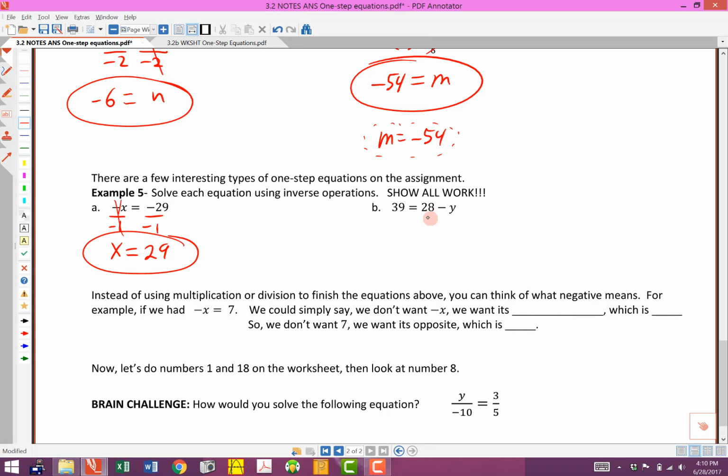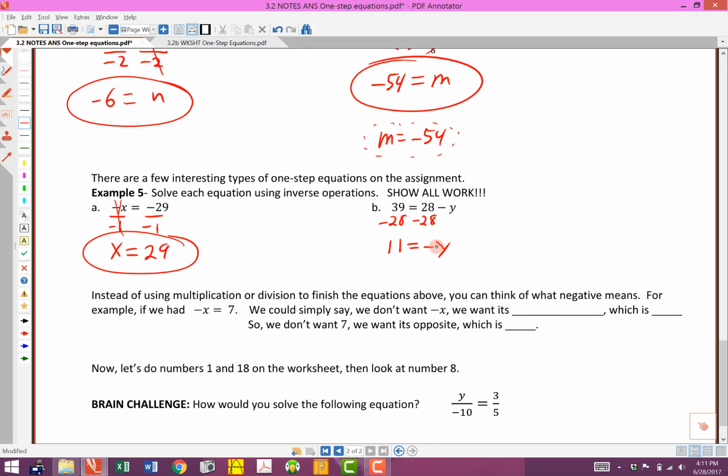Let's take a look at this one. We need to get rid of that 28 first so I can get the variable by itself. So I'm going to subtract 28 here, subtract 28, and we end up with 11. And that equals negative y. And some people will stop and they'll say, well, I got the variable by itself. But remember, we want the y completely by itself. We don't want a negative in front of it. We want a positive in front of it.